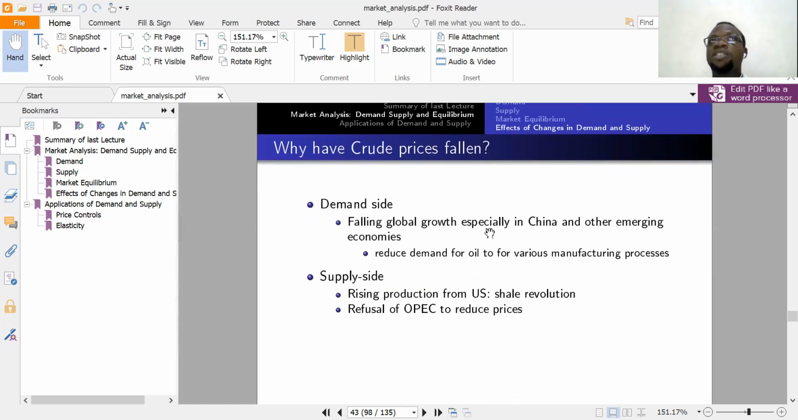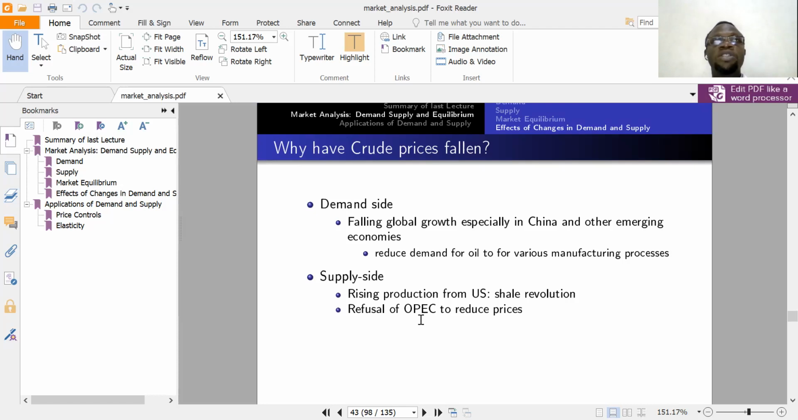Supply side factors can also, as I explained, cause a drop in price. If rising production from the US, if the US ends up increasing supply from the shale revolution, then output will rise, and so these are some of the things that will impact the price.